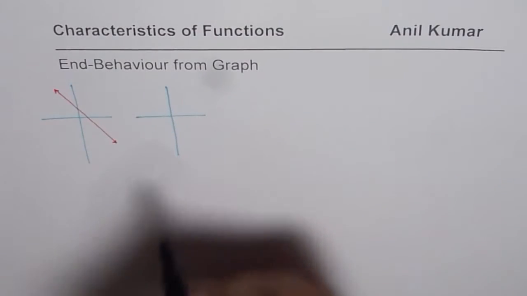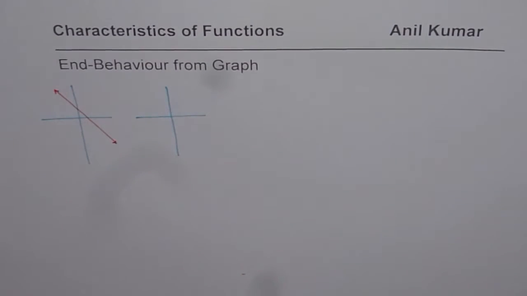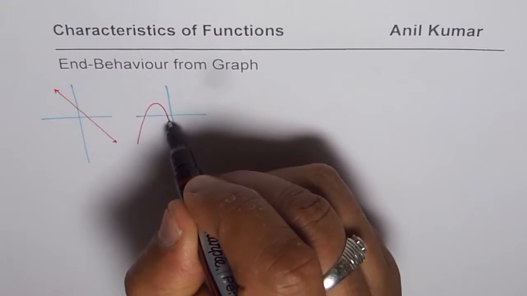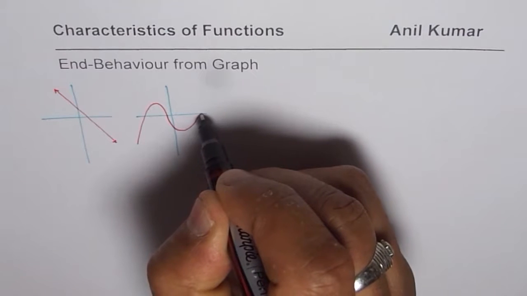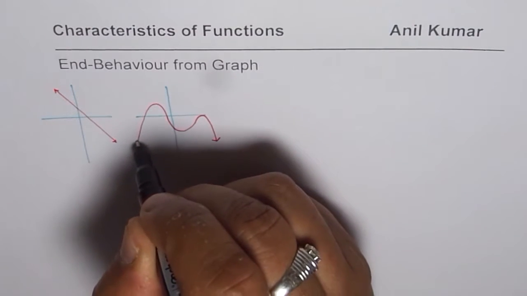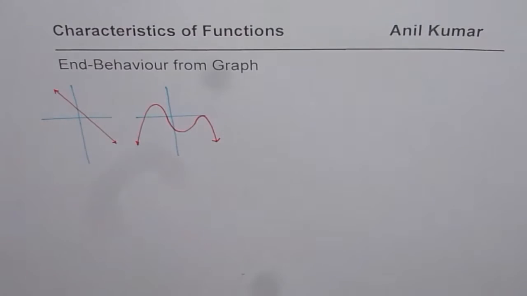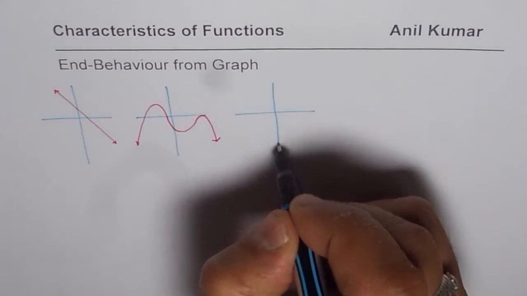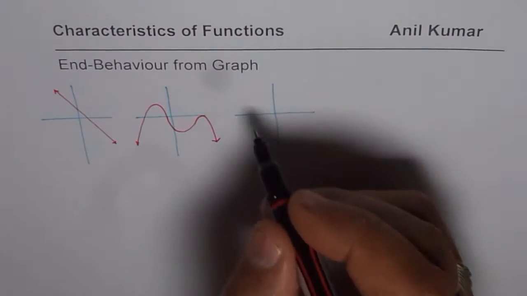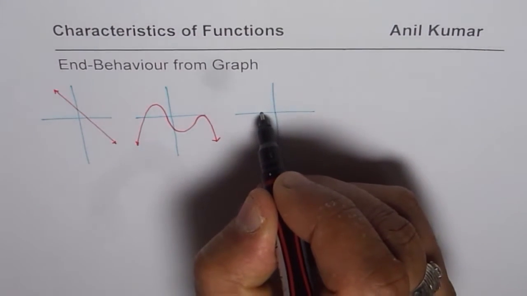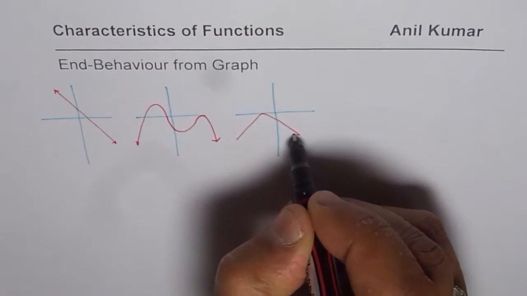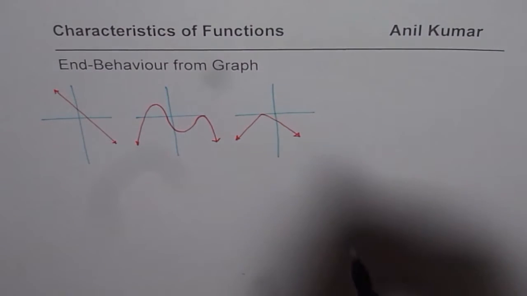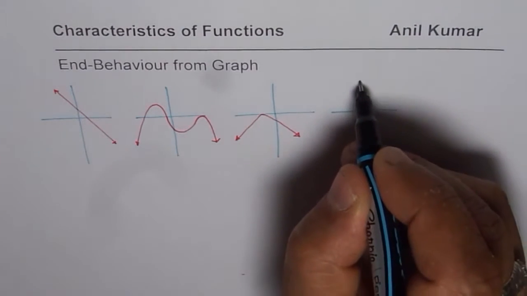Now I'll take a quartic function, which is degree 4. Let it start from here, and then let us say it goes kind of like this. You need to write the end behavior of this quartic function. Now we'll take an absolute value function, translated 5 units to the left, moving downwards, kind of like this. And now we'll take an exponential function.